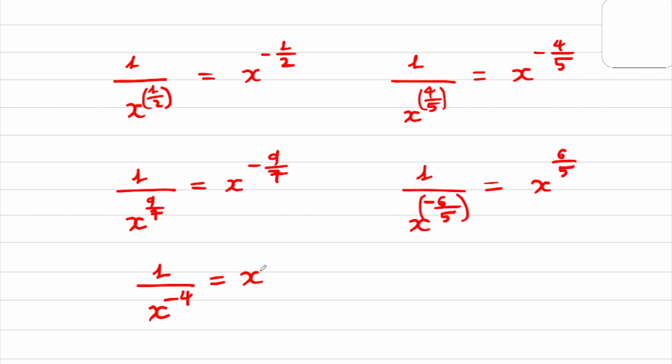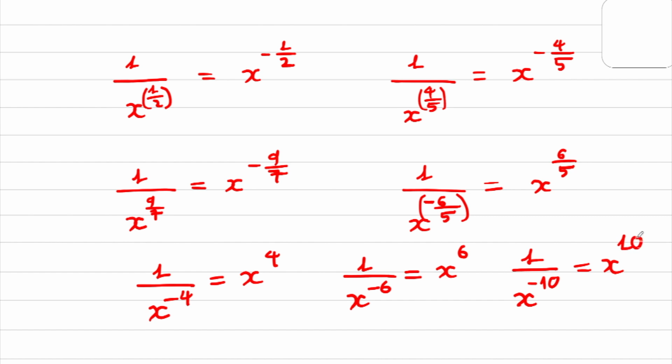Change position from the denominator to the numerator. This is negative of negative, which means 4 here. X to the -6 here is equal to x to the power of 6. 1/x to the power of -10 will become x to the power of 10. Okay, now let's move to a harder level of this kind of question.